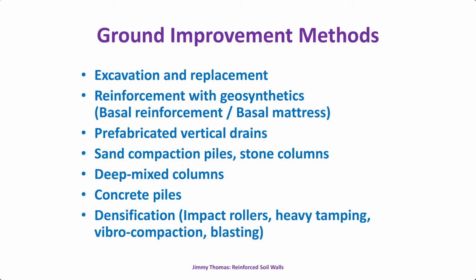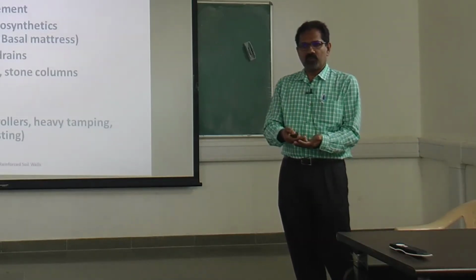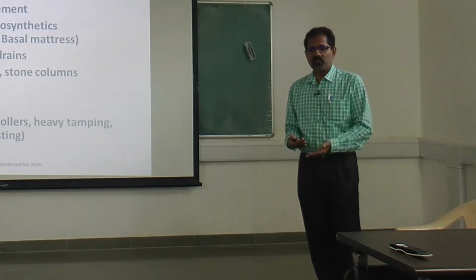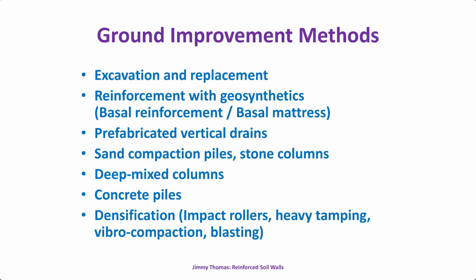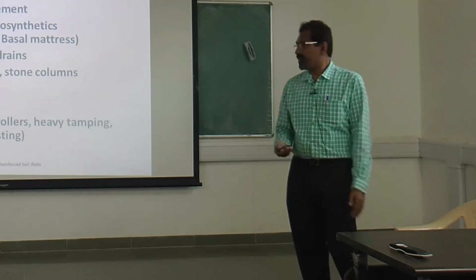And we have a lot of options. If the soft soil is only 1 or 2 meters, maybe the cheapest solution is to remove that soil and replace it with good quality fill. We can go with basal reinforcement, a basal mattress, or PVDs. If settlement is the problem, we can accelerate it with PVDs, sand piles, or stone columns. A lot of options are there, then we have to select the most appropriate technique.